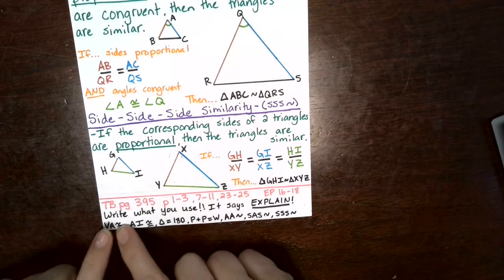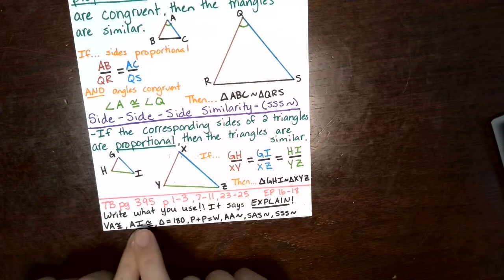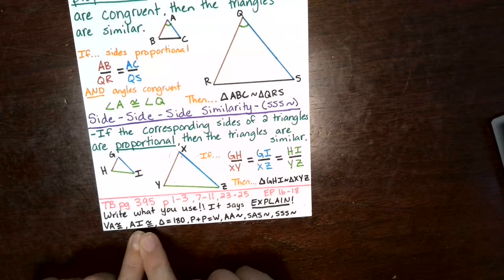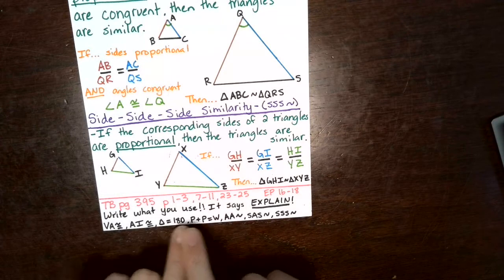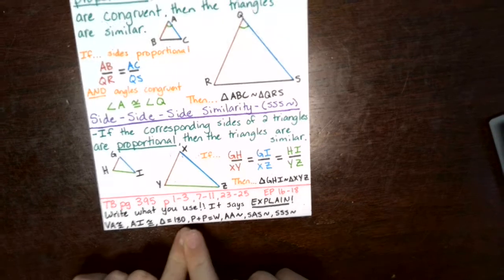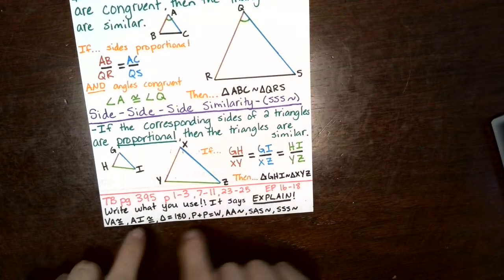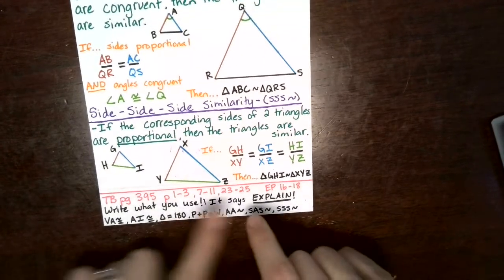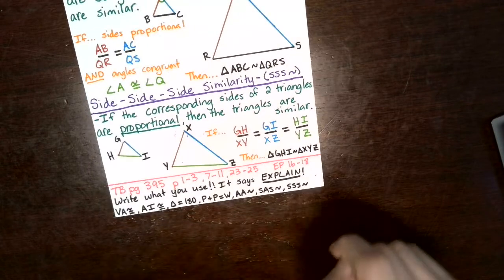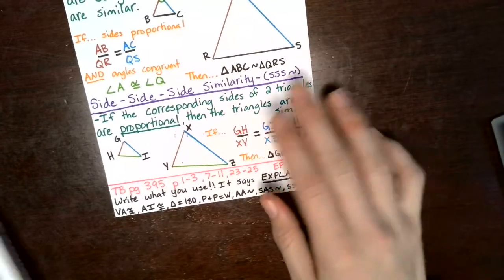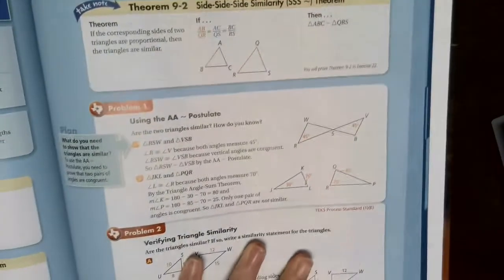Don't forget basic things like vertical angles are congruent, alternate interior angles are congruent, triangles equal 180, part plus part equals whole. These things that we learned first semester geometry, they still are at play here, okay? Along with 3 new ones about similarity. So let's look at some example problems in the textbook.